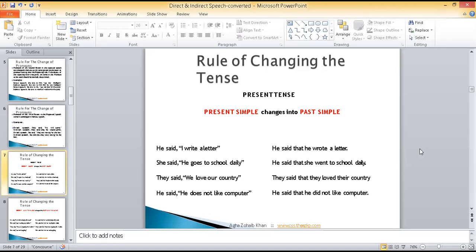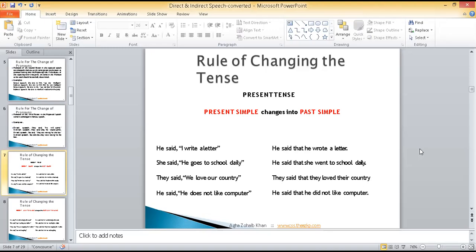If the external portion is in present, for example, she says, "I am unwell," she says that she is unwell, then the internal portion would not change. But if it is, she said that, she said she's unwell, she said that she was unwell. If the external portion is in the past, the internal portion would also change its tense. If the external portion is in present, the internal portion would not change.